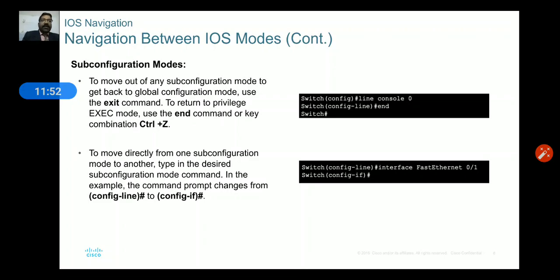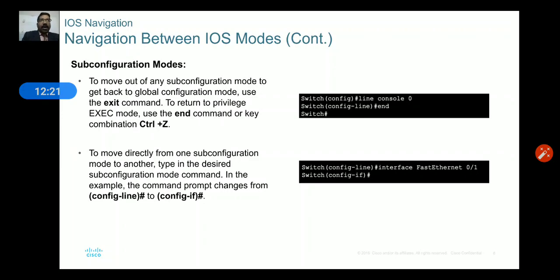Say for example, we are in the line mode. Now there are two options. From line mode, you can go to the third mode, that is the global configuration mode. From line mode, you can also go to the privilege exec mode, that is the second mode. I want to go from line mode to the global configuration mode. What is the command you have to execute? Exit. If you want to go back to the immediate previous mode, you have to execute the command exit.